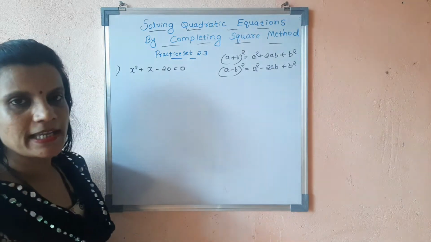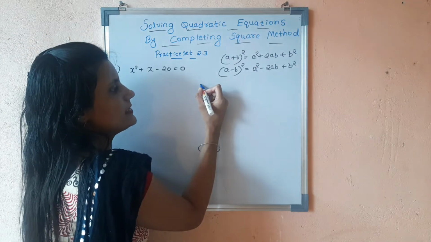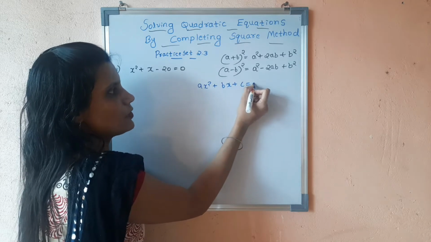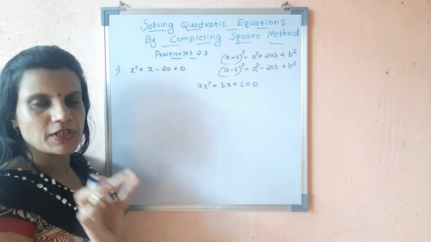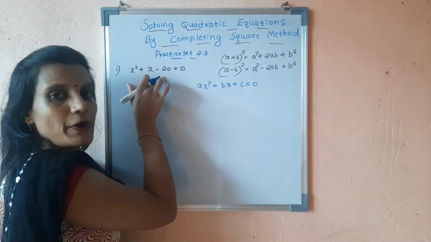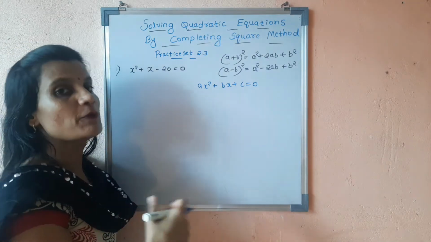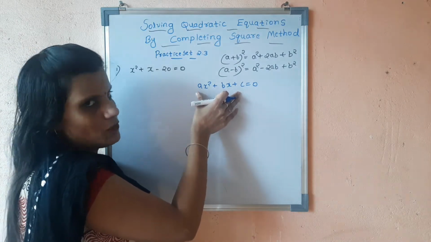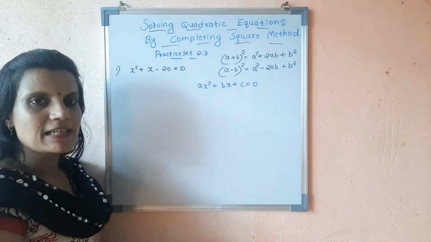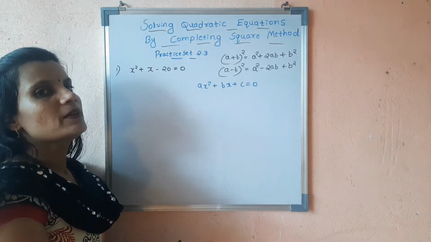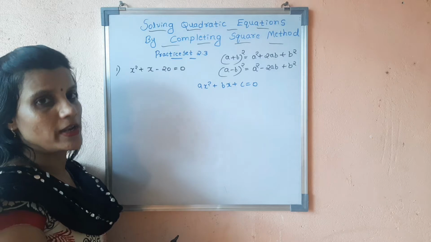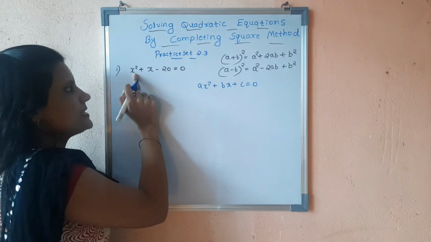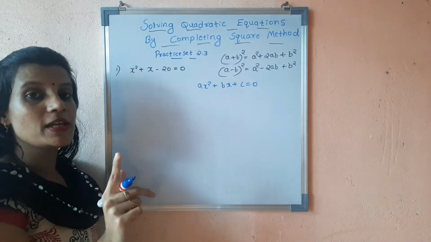Now what do you mean by quadratic equation? You know that the general form of a quadratic equation is ax square plus bx plus c is equal to 0. First you have to check whether the given equation is of that form or not. If it is not, then you have to convert it into the general form of a quadratic equation. And the second step is that the first term's coefficient should be 1. That means the first term, here x square, its coefficient should always be 1.